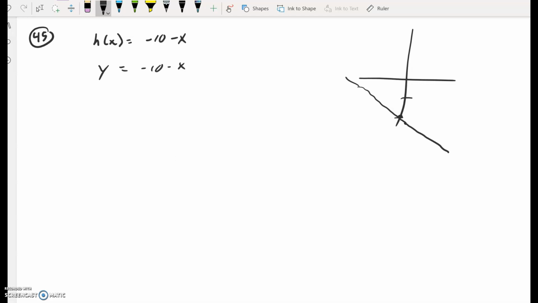Replace the function notation with y, interchange x and y. Solve for y. I'm going to add y to both sides. I'm going to subtract x from both sides.